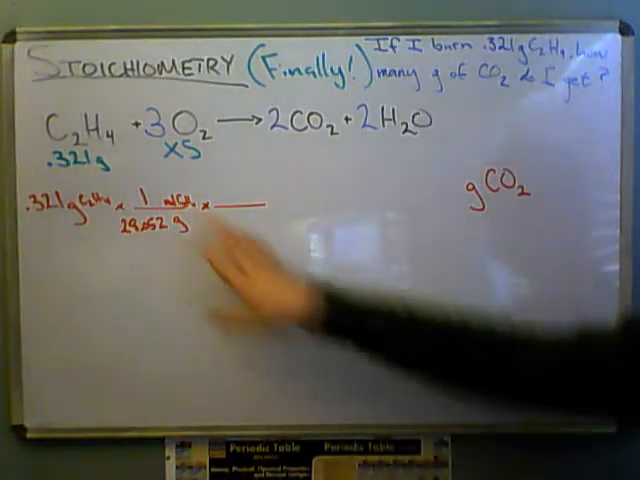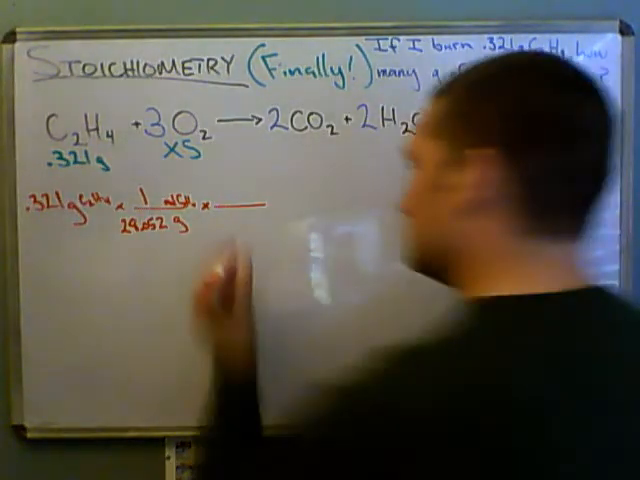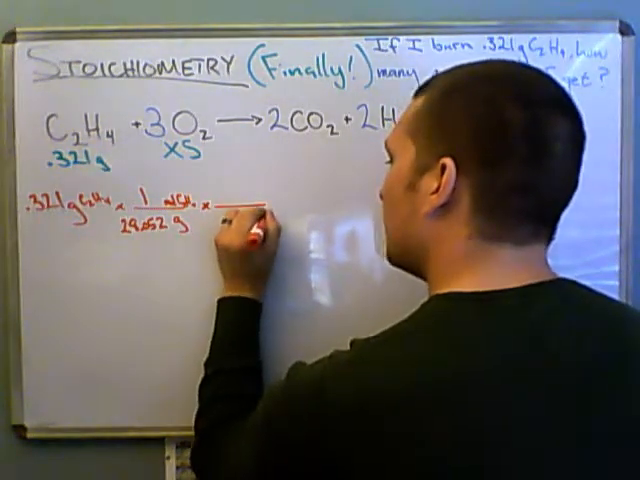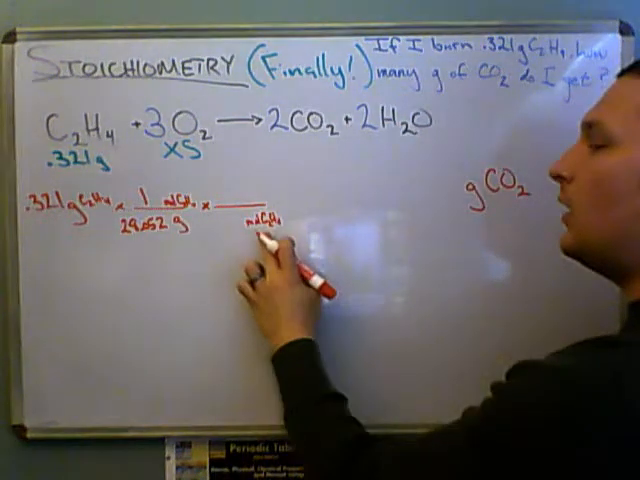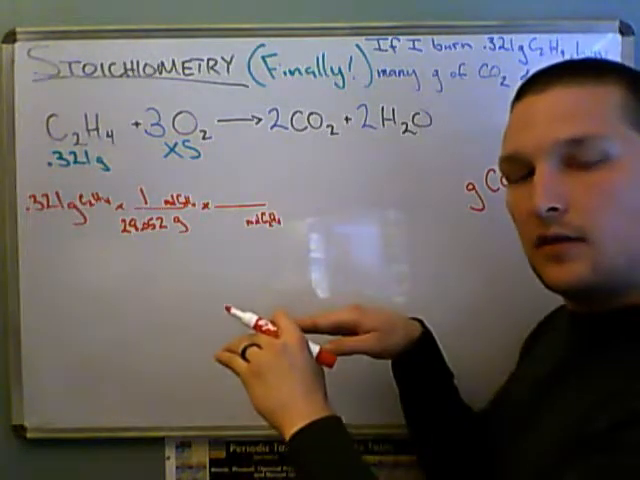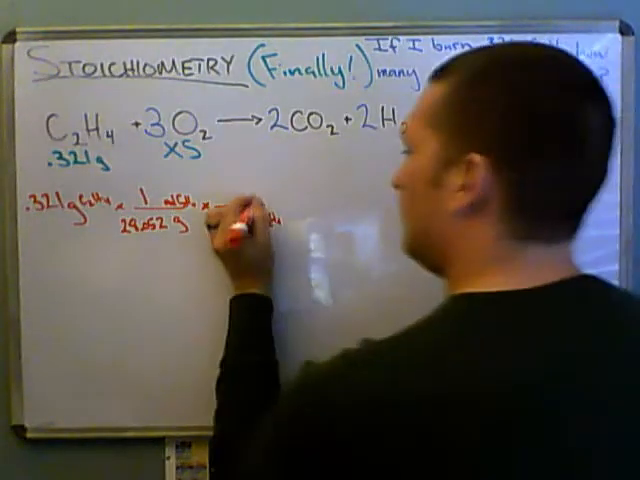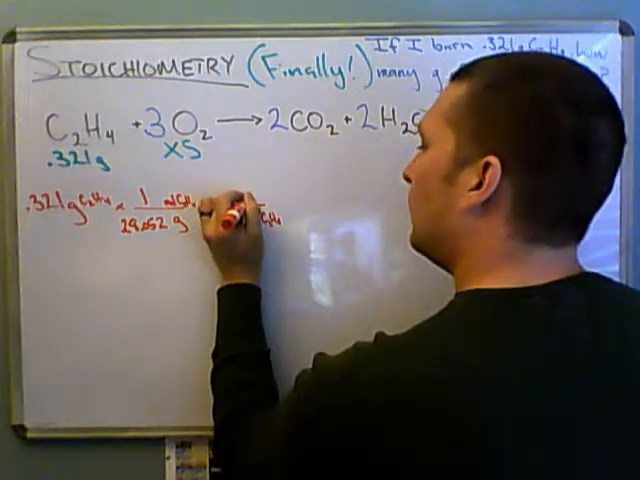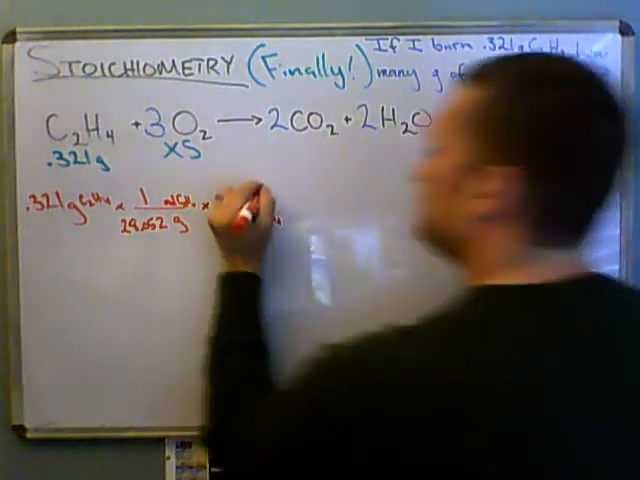So I'm going to put what I don't want on the bottom, which is moles of ethene, moles of C2H4. And I want to go to what, and of course with everything with dimensional analysis, what we don't want goes on the opposite side, and then we put what we want on this side. So we want to go into moles of CO2.